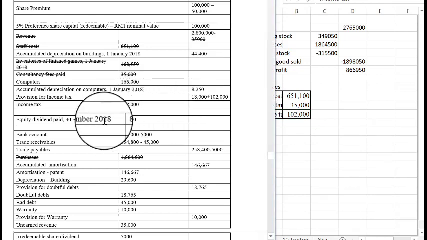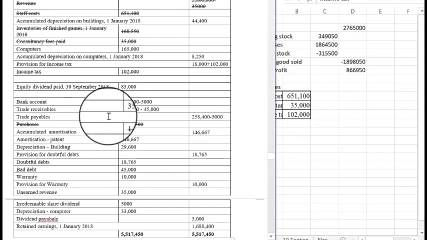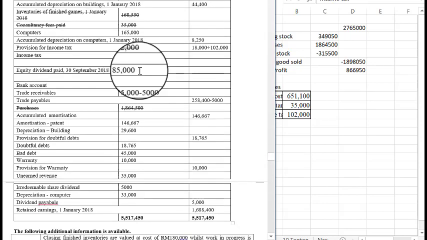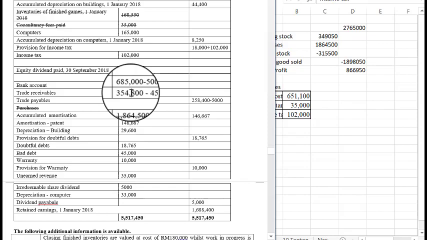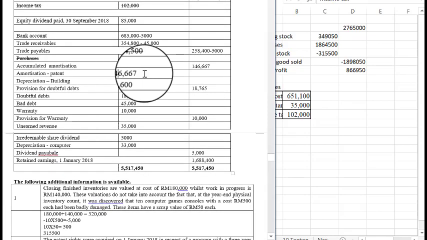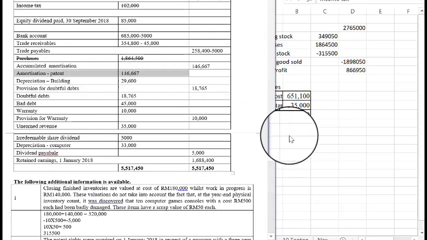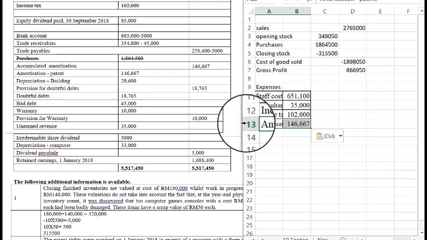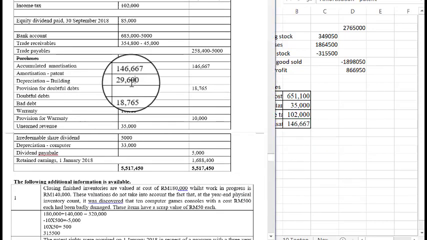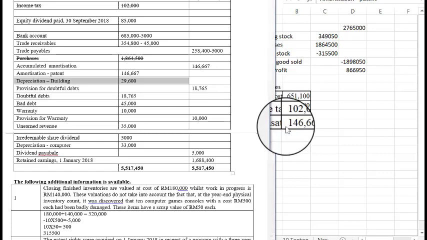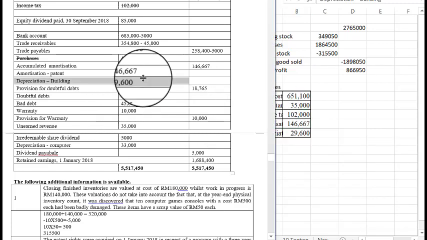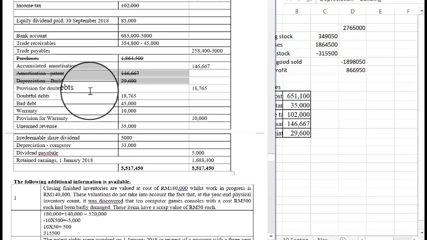Now next one, this is your equity dividend paid. This is the dividend that you pay, but dividend is in your statement of changes in equity. It will not go to your income statement. You will minus from retained earnings directly later. So this is your asset. Okay. Amortizations, yeah, this one. You have to put in amortizations. Next you have the depreciations on building, yes. Okay, so these two done.